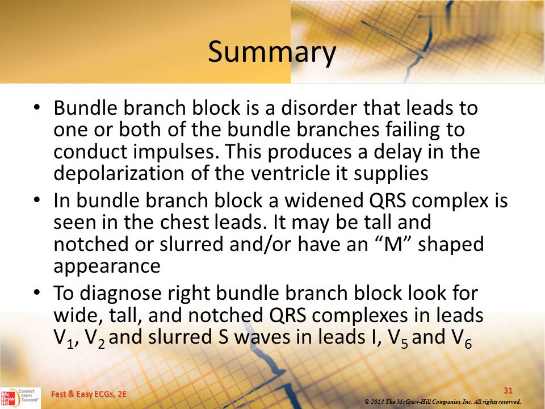Summary. Bundle branch block is a disorder that leads to one or both of the bundle branches failing to conduct impulses. This produces a delay in the depolarization of the ventricle it supplies. In bundle branch block, a widened QRS complex is seen in the chest leads. It may be tall and notched or slurred and/or have an M-shaped appearance. To diagnose right bundle branch block, look for wide, tall, and notched QRS complexes in leads V1, V2 and slurred S waves in leads I, V5 and V6.